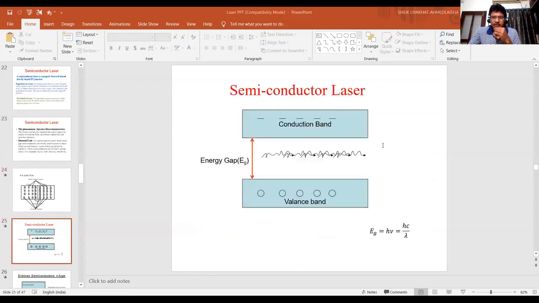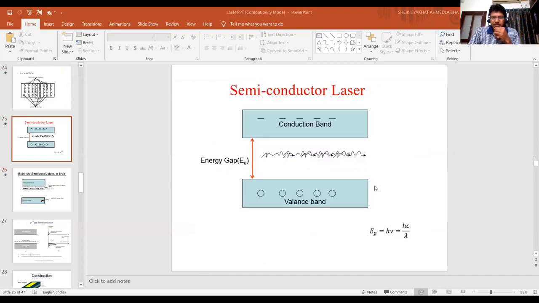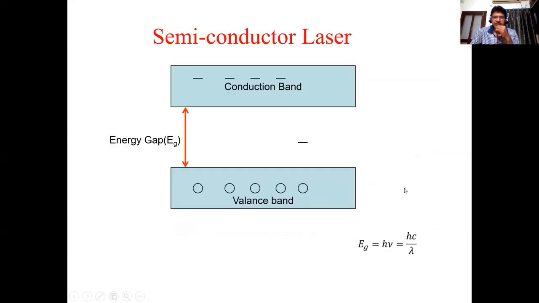We know in a semiconductor, there is a valence band and a conduction band. Both are separated by a small energy gap. The conduction band has free electrons which take part in current conduction, and the valence band has filled energy states. Both are separated by a small energy gap.